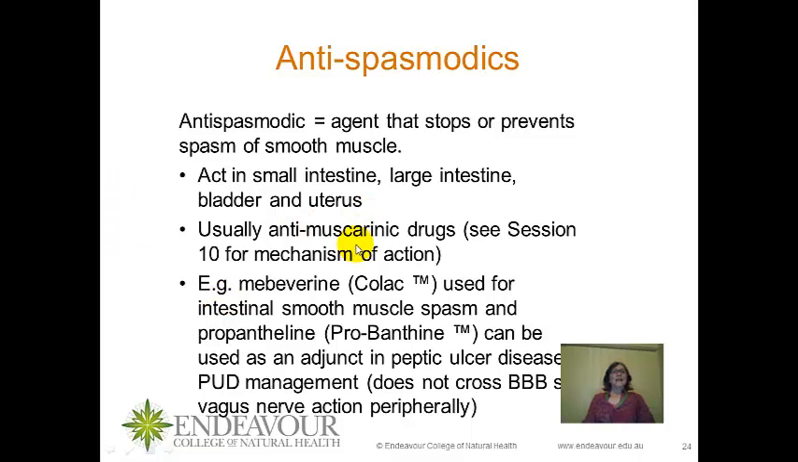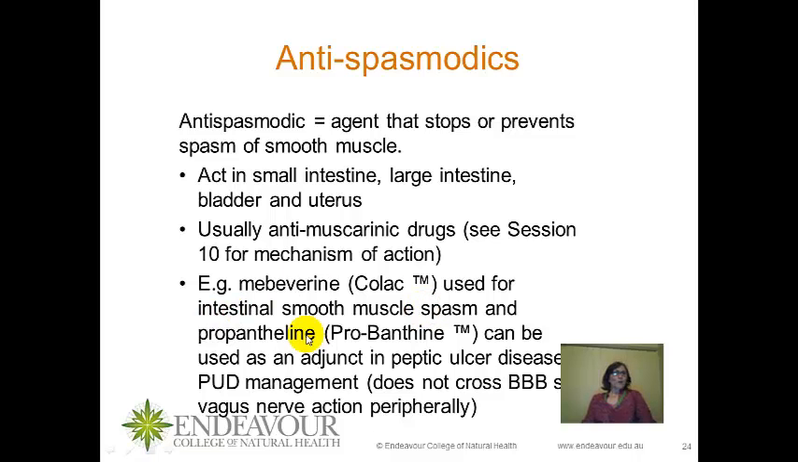Oftentimes, antimuscarinic drugs are used, and we'll be looking in more detail at the mechanism of these antimuscarinics at that muscarinic receptor. So if you haven't yet reviewed the physiology of the parasympathetic nervous system and those muscarinic receptors, then make sure that you have a look at that so that you can understand the actions of drugs such as mebeverine, which is sold under the brand name Colac. Anywhere where we have intestinal smooth muscle spasm.